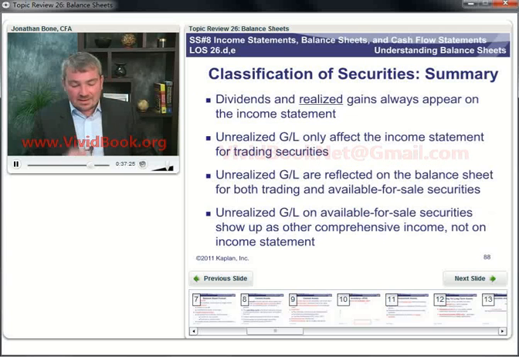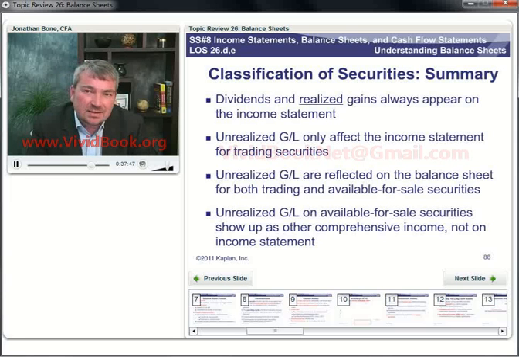So let's have a little look at a kind of summary, really, that just brings this all together. So notice dividends and realized gains. Now, a realized gain is when you physically dispose of an asset. They always go through the income statement. Now, of course, we should also say interest as well. If it's a debt instrument, always goes through the income statement.